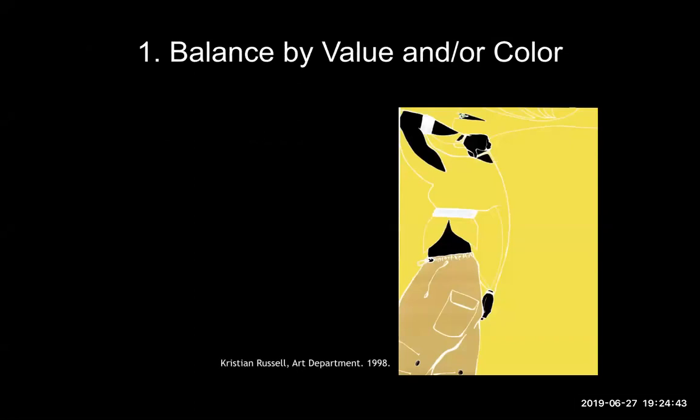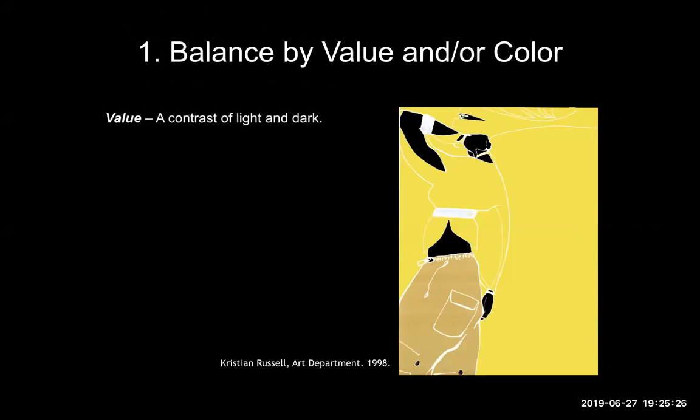So here's value and color. You have this large expanse of yellow, and it's balanced on the left by these small, more intricately shaped areas of dark. Even if you're not trying to depict something realistically, this kind of thing can really work if you have a lot of text over here on the right and you want to balance it on the left with some kind of illustration. Something like this could work really well.